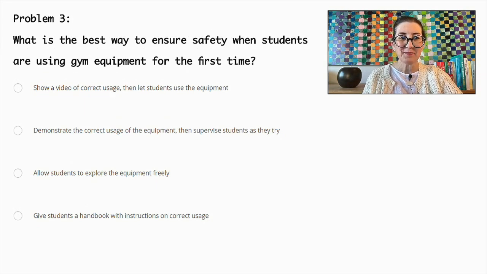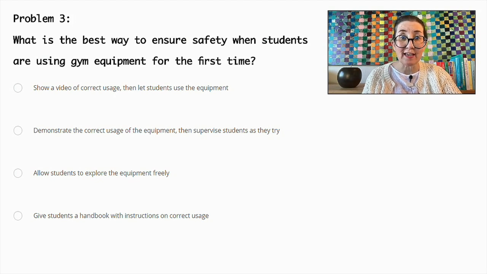Problem number 3. What is the best way to ensure safety when students are using gym equipment for the first time? Show a video of correct usage, then let students use the equipment. Demonstrate the correct usage of the equipment, then supervise students as they try. Allow students to explore the equipment freely, or give students a handbook with instructions on correct usage.